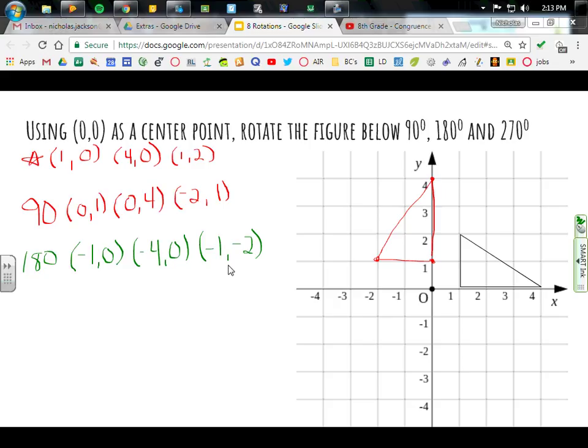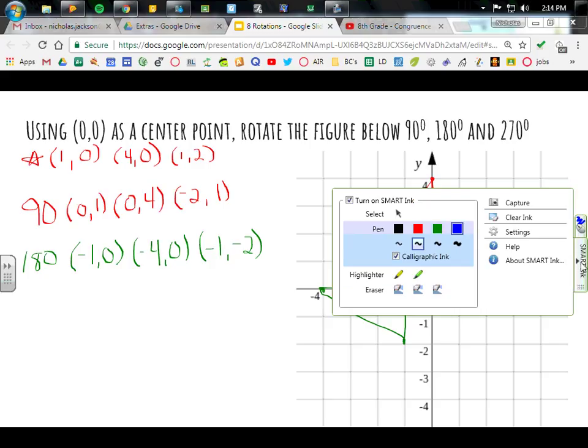All right, so let's plot those points. So (-1, 0) will be right there. (-4, 0) will be right there. And (-1, -2) will be right there. Okay, connect your dots, and there's our figure after a 180-degree rotation.